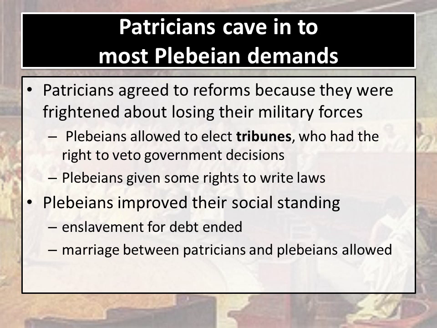The patricians needed the plebeians to keep their army strong, so the patricians gave in to most of the plebeian demands. They were frightened about losing their military forces, so they allowed plebeians to elect their own government officials called tribunes, and these tribunes had the right to veto government decisions. Plebeians were also given some rights to write or create laws. As a result of these changes, or reforms, plebeians improved their social standing in the ancient Roman Republic.